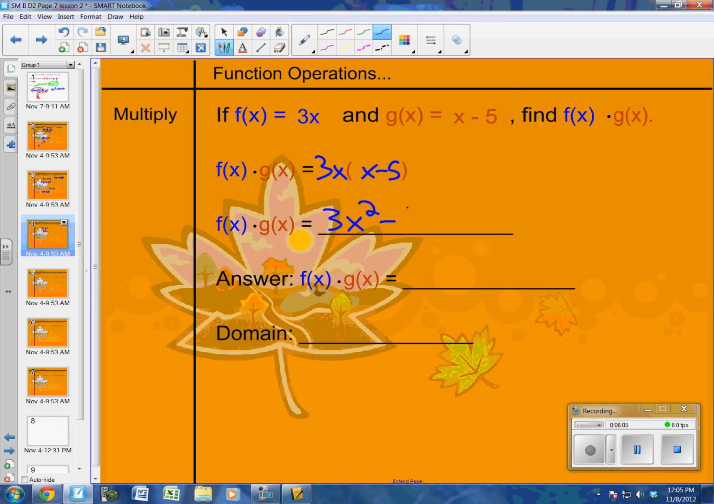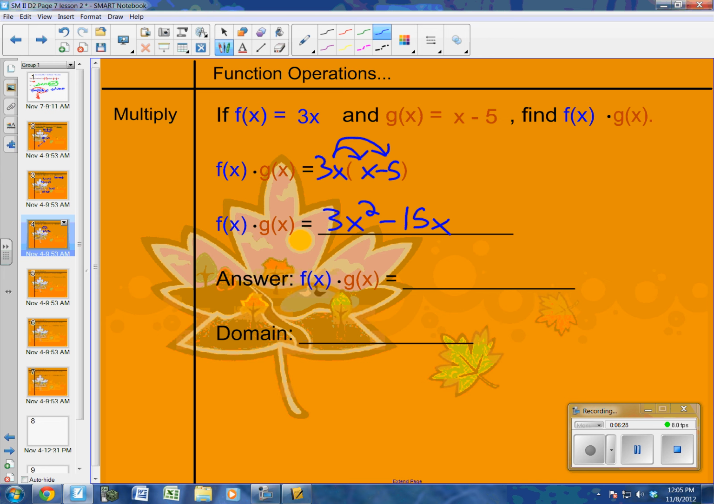Minus what? 15x. All I did is multiply 3x times x and 3x times negative 5. Any questions there? It is quadratic.